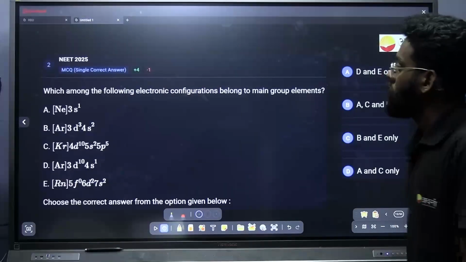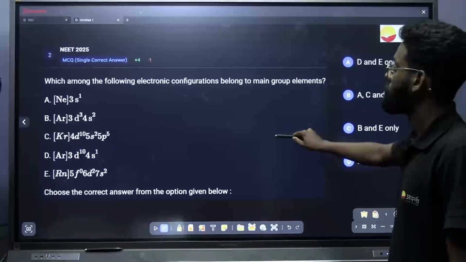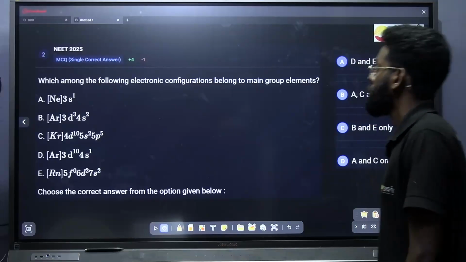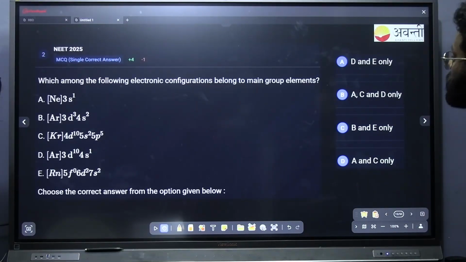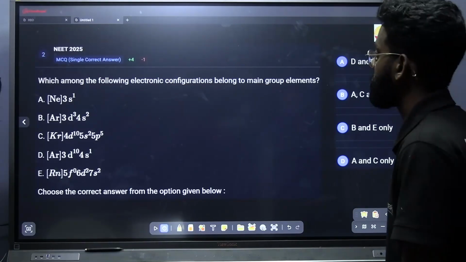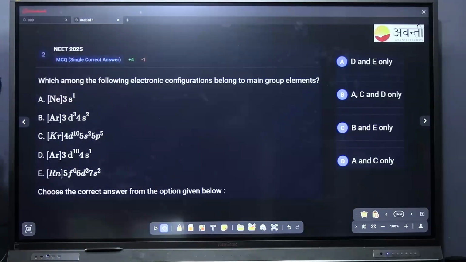Here is another question, a NEET 2025 question. Tell me, who is going to give me the answer first? Which among the following electronic configurations belongs to main group elements? Main group elements. Option A, B, C, D.